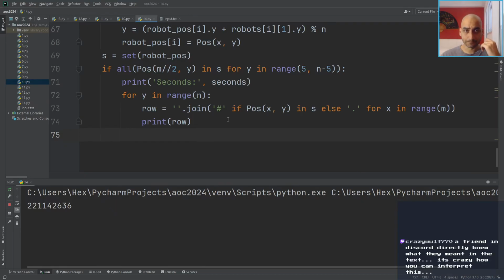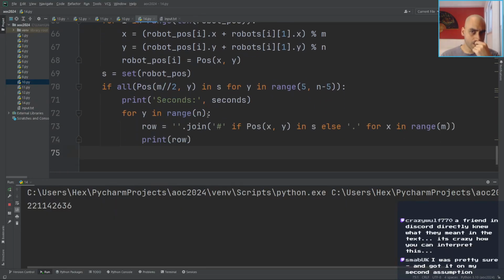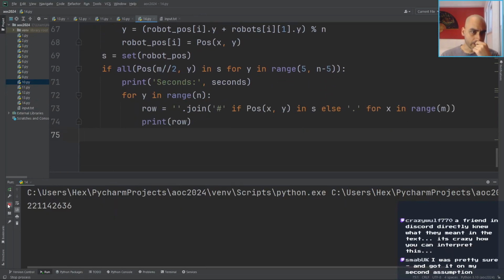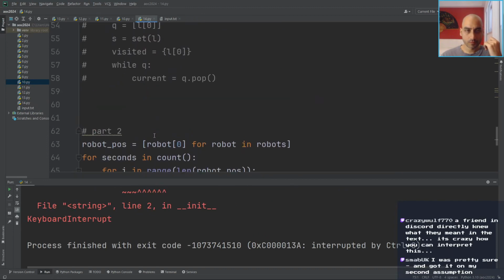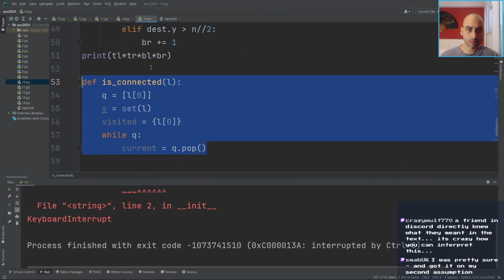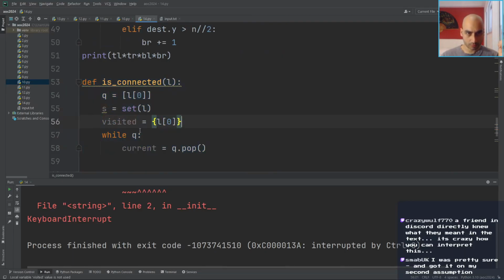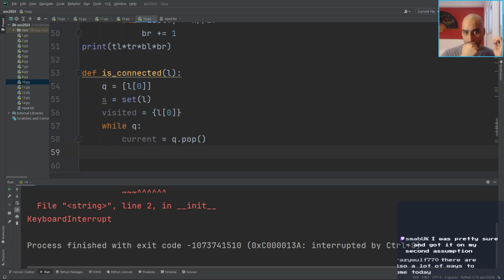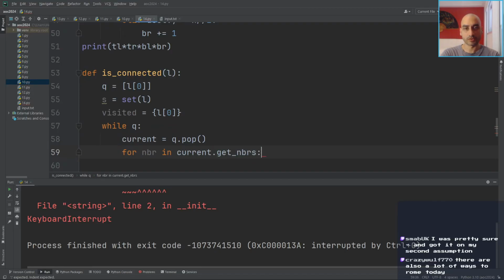Okay, it's not finding anything. Alright, we'll just do the connected thing. So it's connected. Okay, so current equals q.pop. For neighbor in current.get_neighbors.